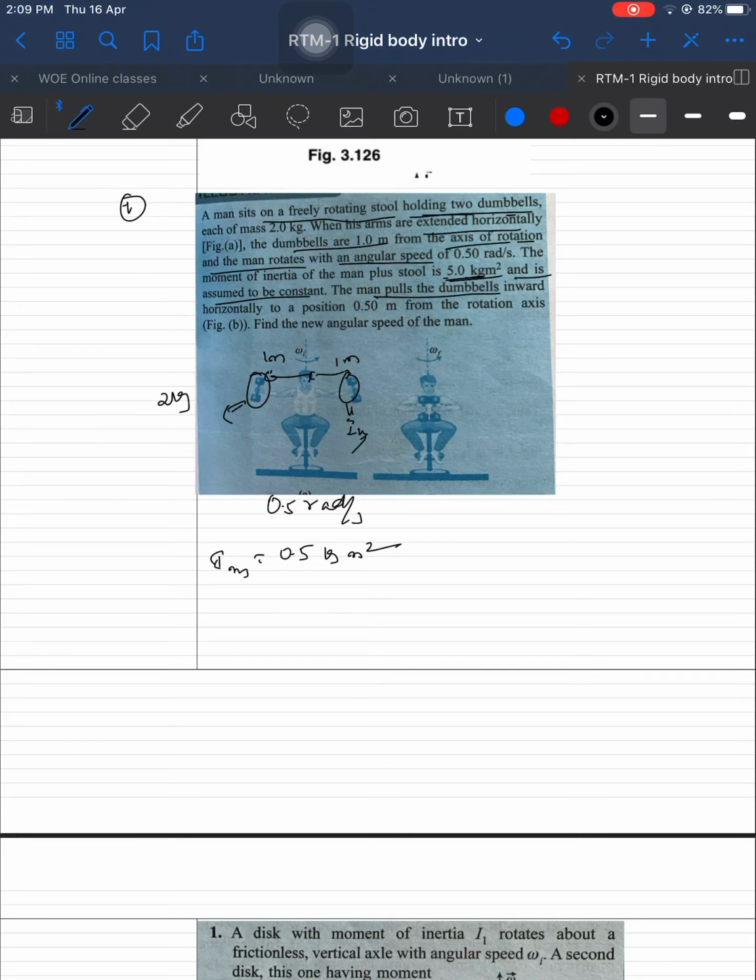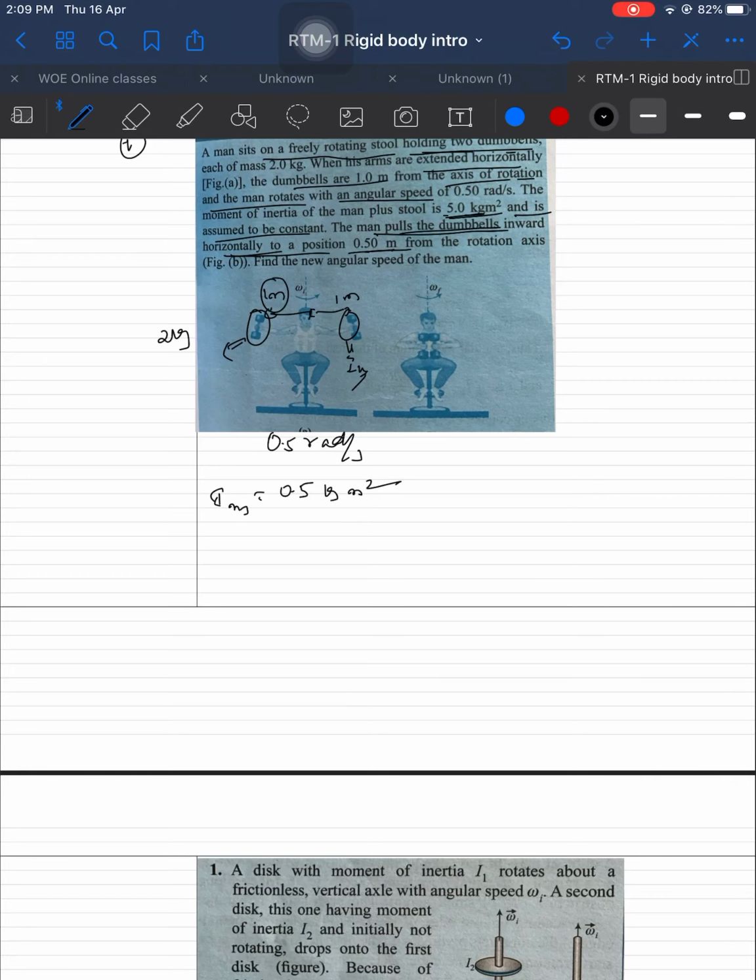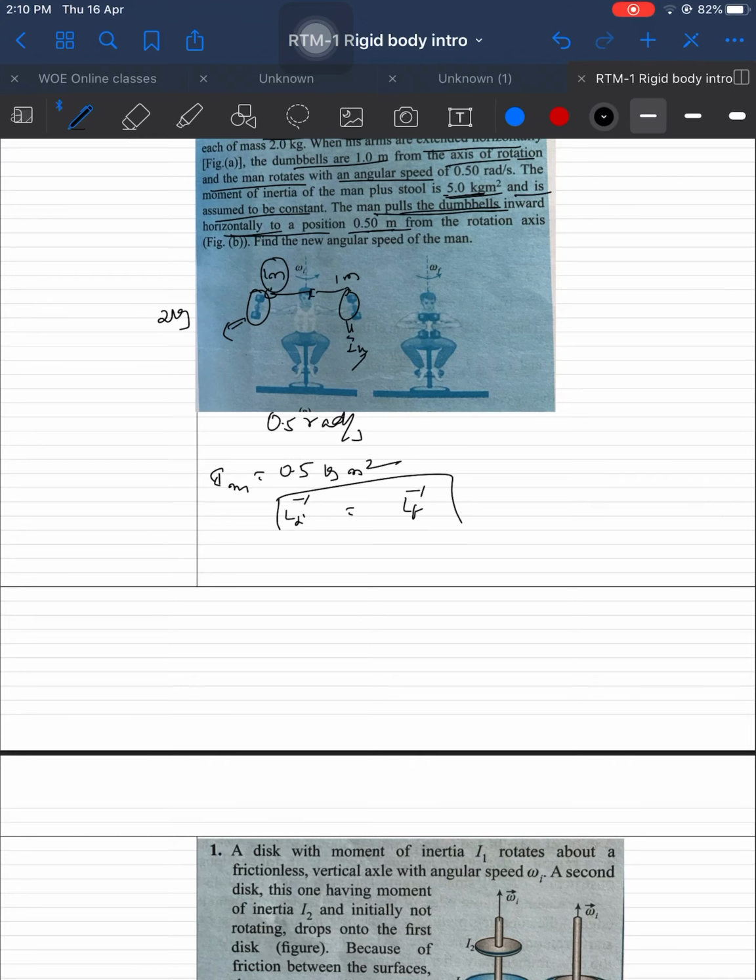The man pulls the dumbbells inwards horizontally to a position 0.5 meter from the axis of rotation. Initially it was 1 meter. So the initial angular momentum is equal to the final angular momentum: Li vector is equal to Lf vector, or magnitude Li is equal to magnitude Lf.